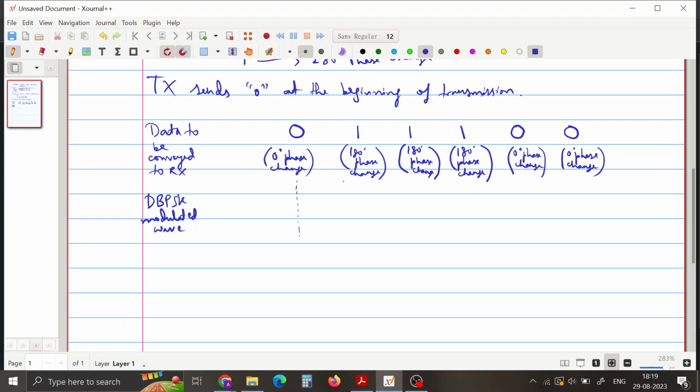I'll draw some lines. Whenever there is an incoming bit, I want to track that using some vertical lines. It's not very good, but okay.